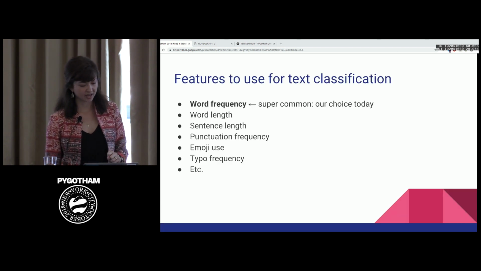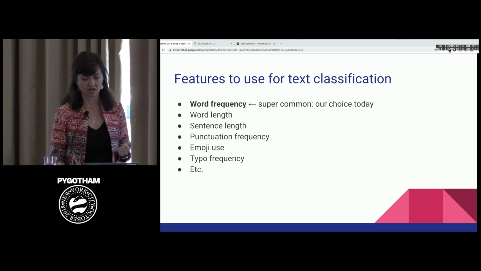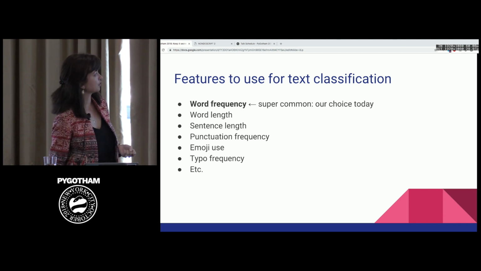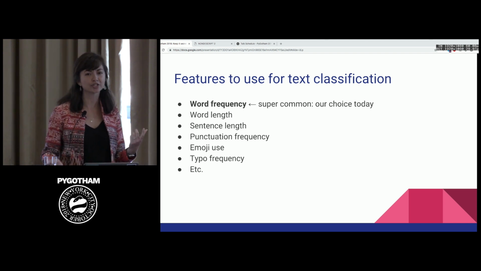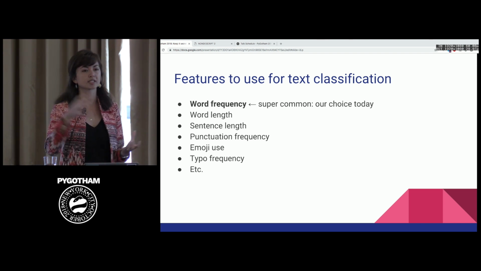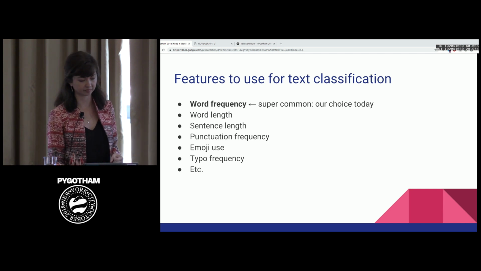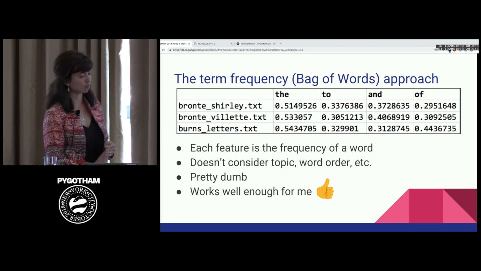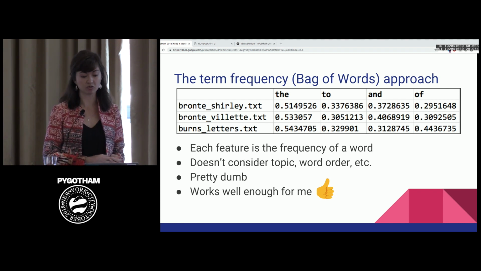So first we have to decide what we should base our classifier's decisions on. We're going to stick with word frequency, which the Federalist Papers study also used. You can also use things like word length, sentence length, punctuation frequency, emoji use, typo frequency, or some kind of weighted combination of all of these different feature types. So for my examples today, I'm only focusing on term frequency, which is sometimes called a bag of words approach.